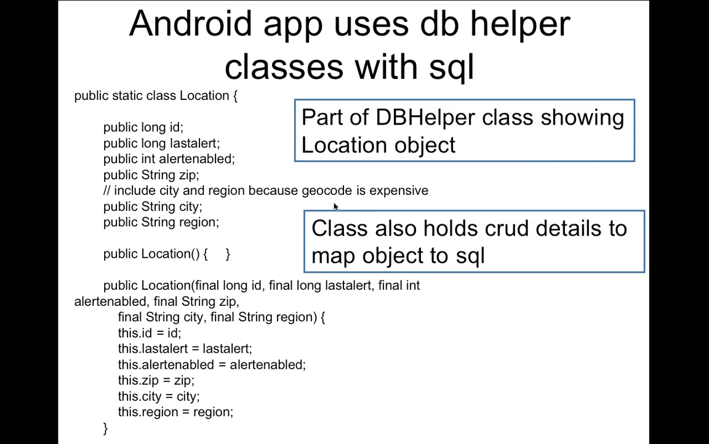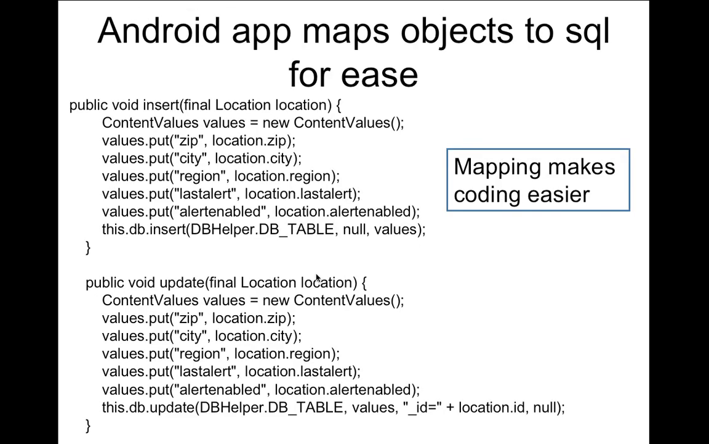So here we've got an example of the database helper, part of the database helper class showing the location object. We have some strings holding the city, the region, the zip code. The class also holds CRUD details about the map object. We're combining this with a map so we can see the local area, longitude, latitude, and the location of where that particular place might be on the map for the city and state.